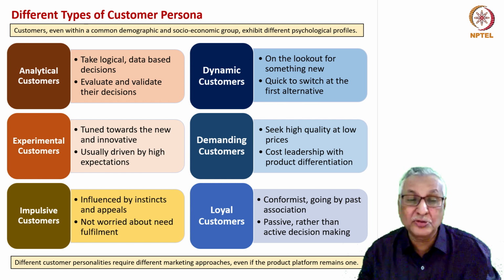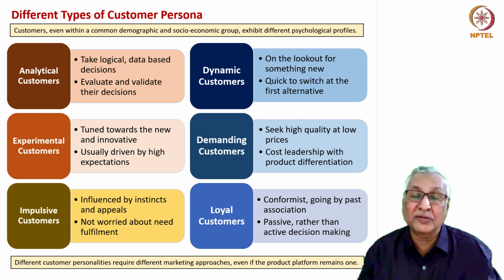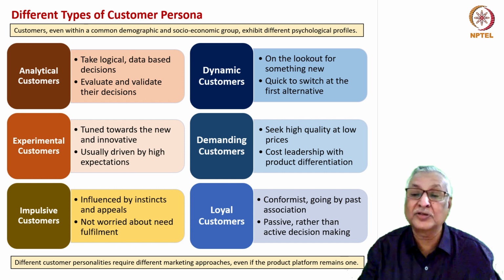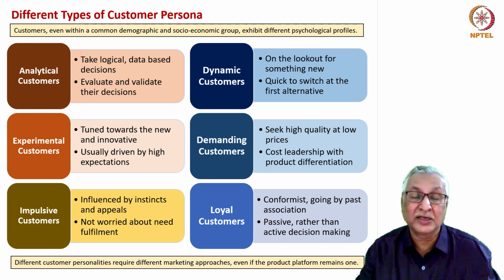Experimental customers do want to try out the new and innovative, but as long as that newness and innovation persist, they will stay with the product. As long as the expectations are met, they would stay with the product. Dynamic customers are not like that. They are continuously dynamic. They are continuously on the move. They are on the lookout for something new. They are quick to switch at the first alternative. If one company gives a good smartphone, they would take it. The moment they find a better smartphone, they would shift to that phone and so on. So these customers never stay loyal and hard with any particular product or brand.